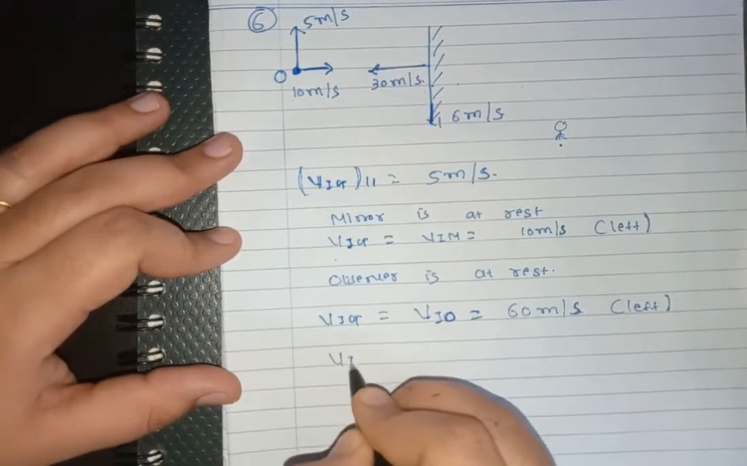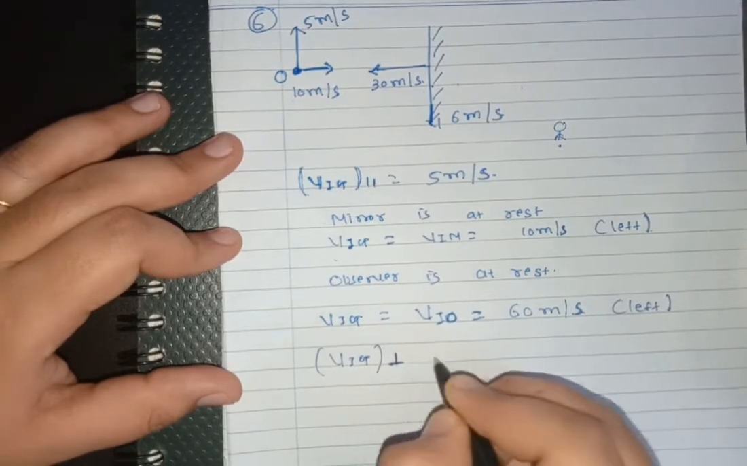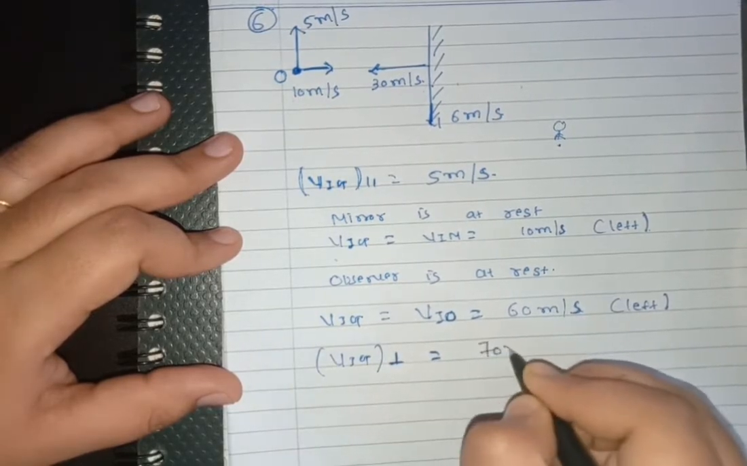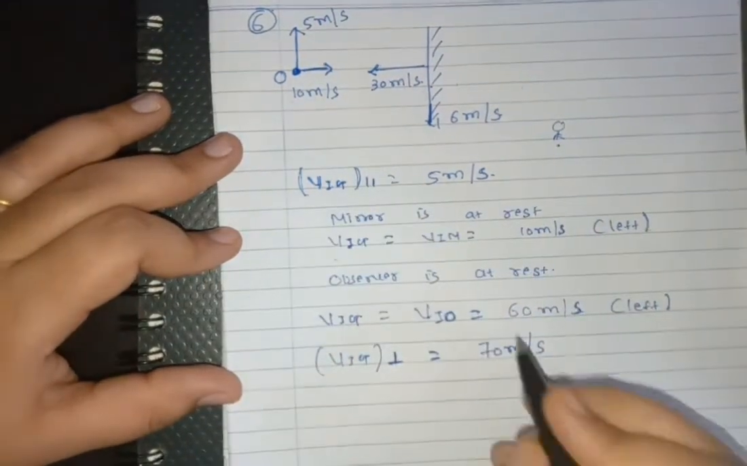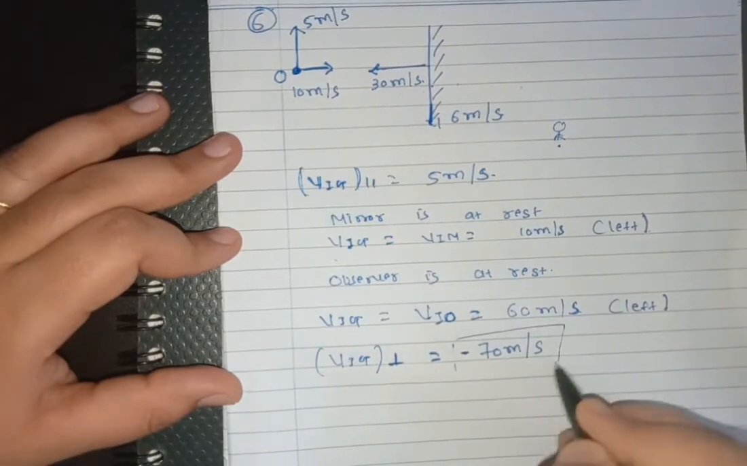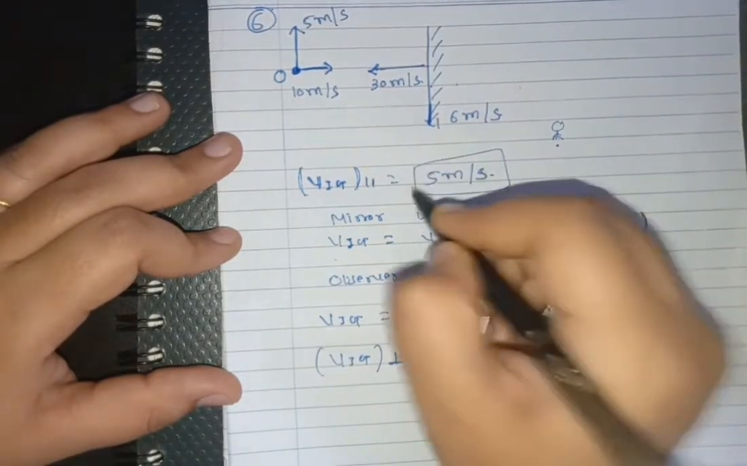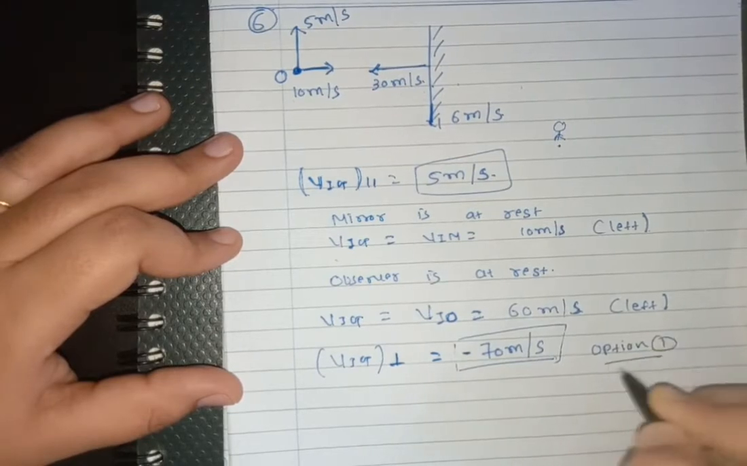So total velocity of image with respect to ground, its perpendicular component will be 70 meter per second, but it will be in left direction. So it is along the negative x-axis, so it is taken negative. Option 1 is correct option.